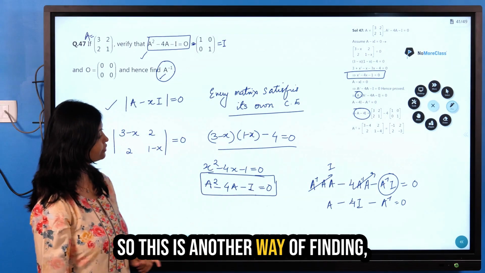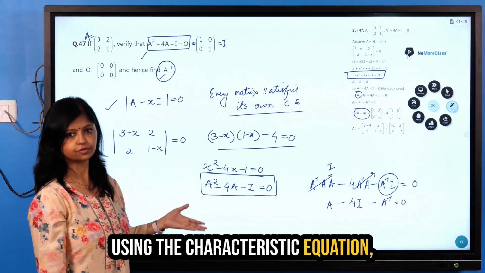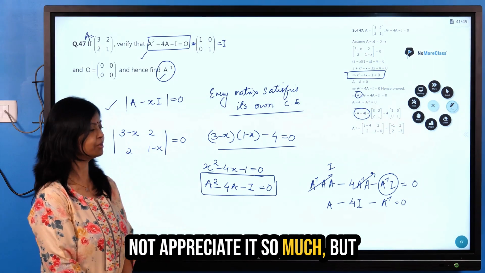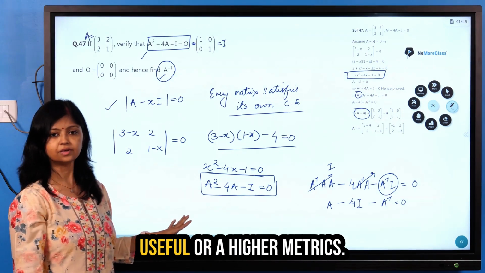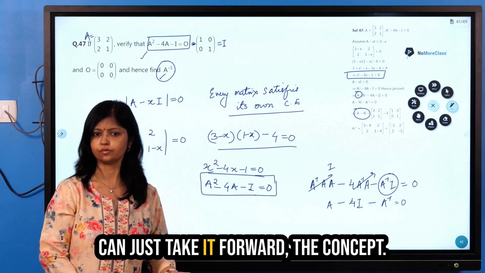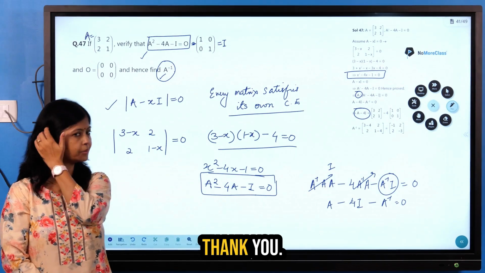So this is another way of finding the inverse using the characteristic equation. For a 2 by 2, you may not appreciate it so much, but you will understand it's very, very useful for higher order matrices. But this is just one example where we can take the concept forward. Okay, thank you.